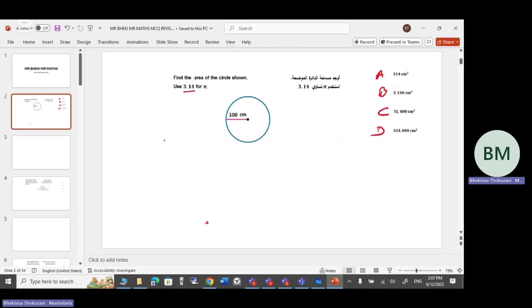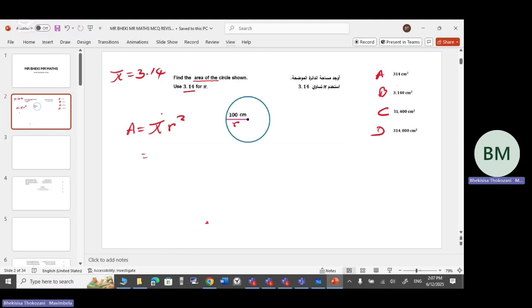But before we choose the correct answer, we need to ask ourselves, how do I find the area of a circle? In order for me to find the area of a circle, I need to use the formula, which is area equal to pi r squared. And we know our pi is given to us as 3.14. On the circle, this is your radius, your r, because it's half the line. If it was a full line, it would be a diameter. I think we remember that.